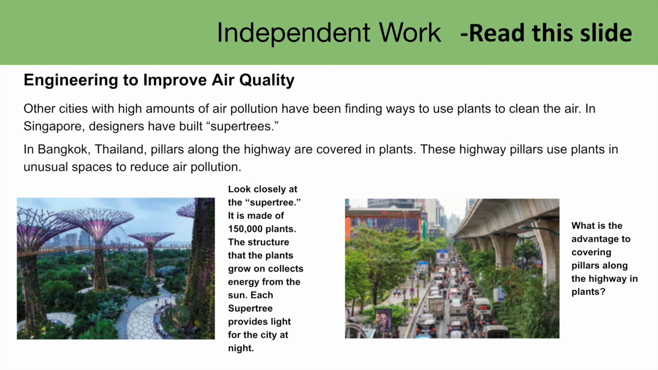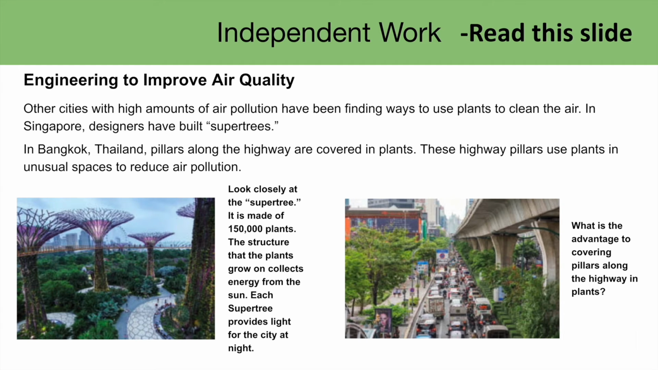Engineering to improve air quality. Other cities with high amounts of air pollution have been finding ways to use plants to clean the air. In Singapore, designers have built super trees. In Bangkok, Thailand, pillars along the highway are covered in plants. These highway pillars use plants in unusual spaces to reduce pollution.